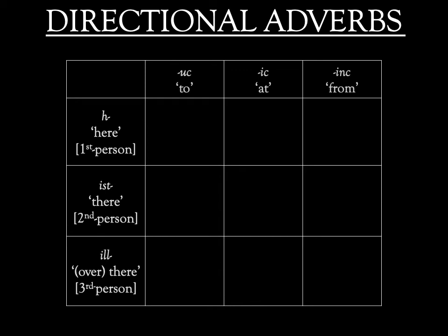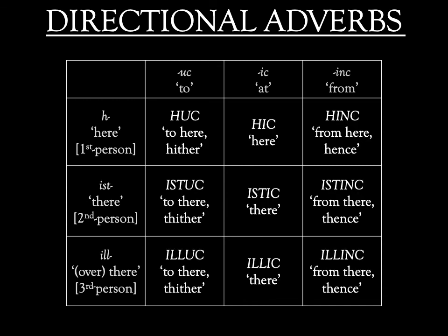We'll multiply those rows by 3 columns, each indicating a direction or location. To, the sound uc. At, the sound ic. And from, the sound inc. Taking the rows as providing roots, and the columns as providing suffixes, we get these products. 9 directional adverbs covering the full range of places relative to a first-person speaker and directions relative to that place.